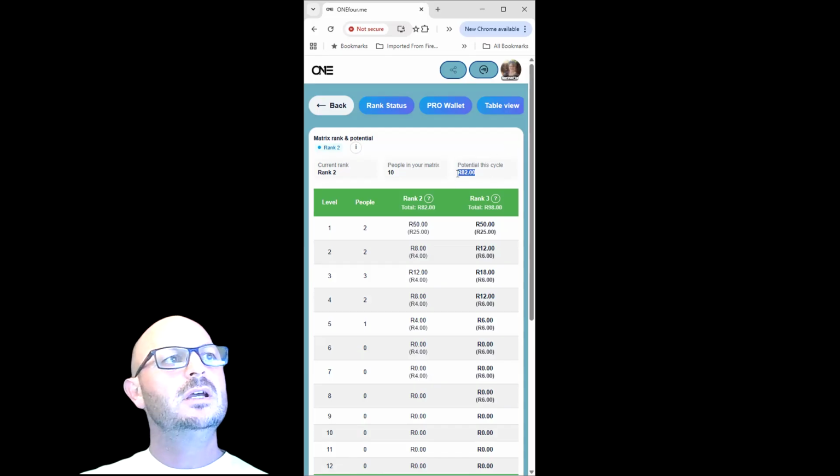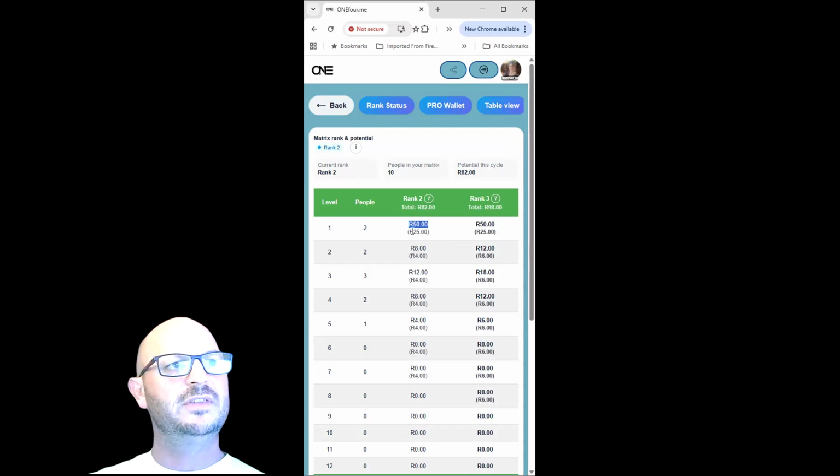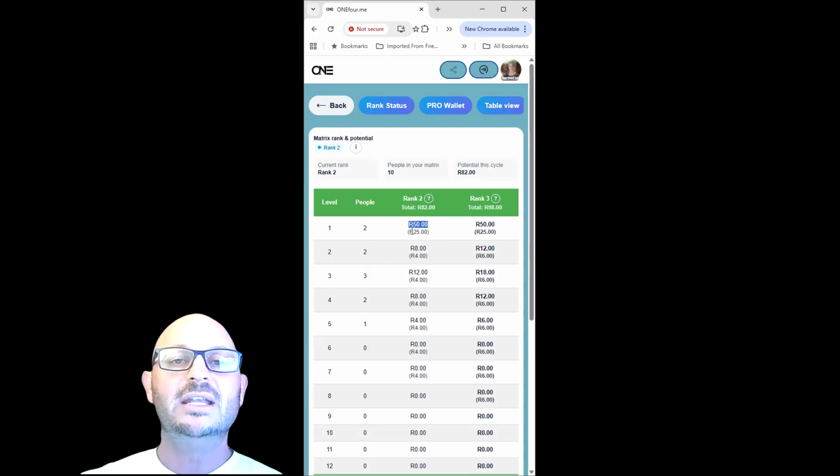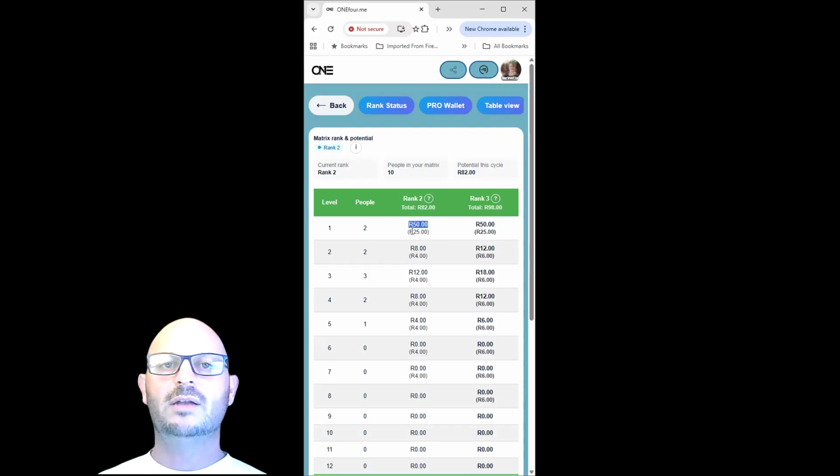Now that amount, these 10 people in this matrix, it gives the value to this matrix of 82 Rand. It is the first two people that gives 50 Rand each, 25 Rand each makes that 50 Rand. That is huge. That is a foundational bonus that we pay in One4Me.